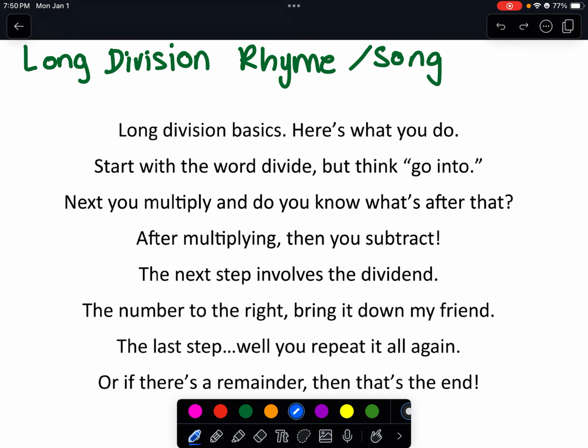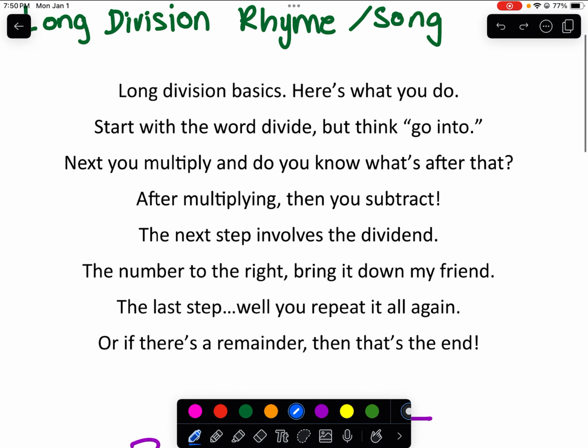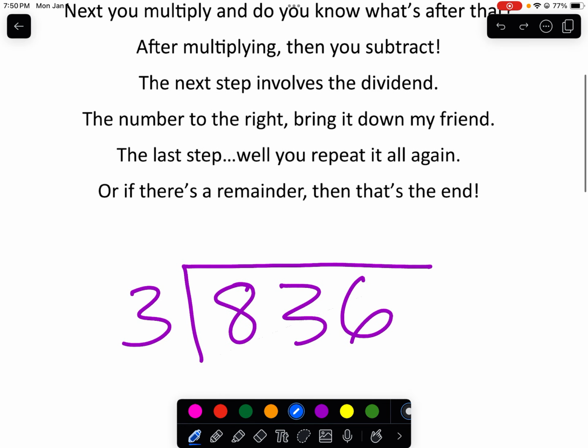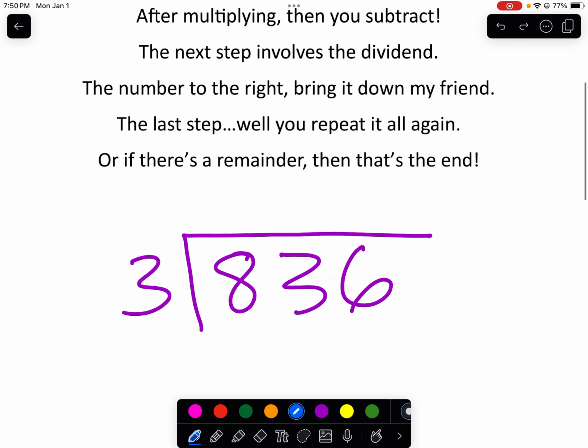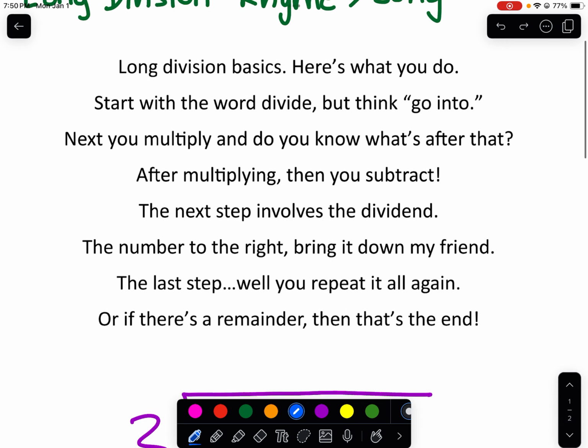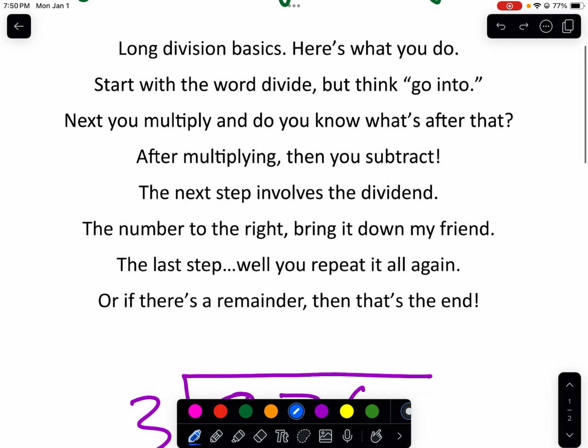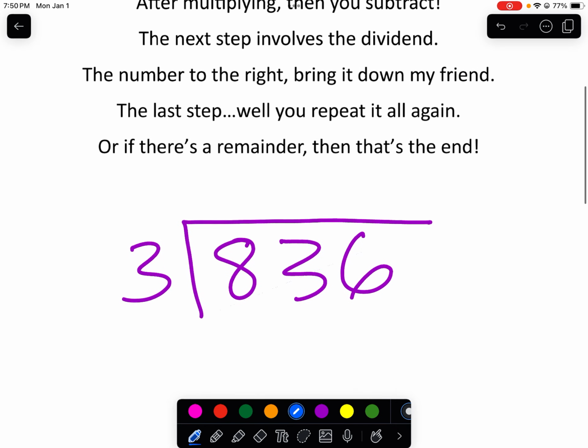So let's try it with an actual number. See if this rhyme helps. I have 836 divided by 3. All right, let's go to the rhyme. Long division basics. Here's what you do. Start with the word divide, but think go into. So I'm going to start here. How many times does 3 go into 8? Or another way to think about it is 8 divided by 3.